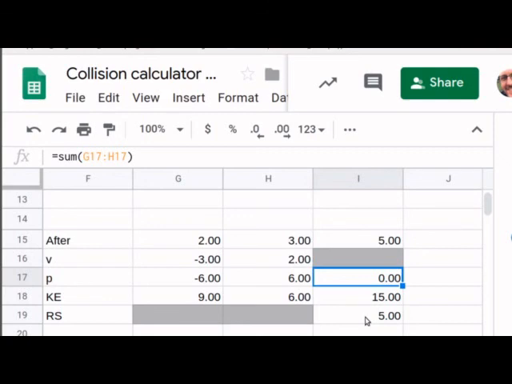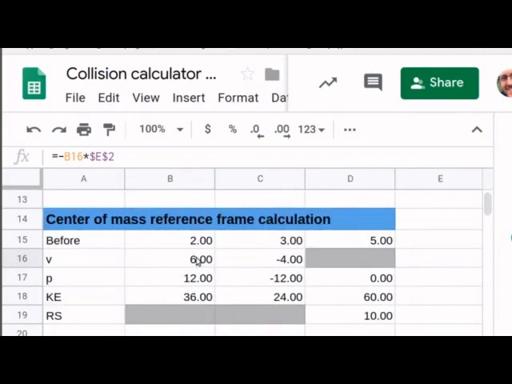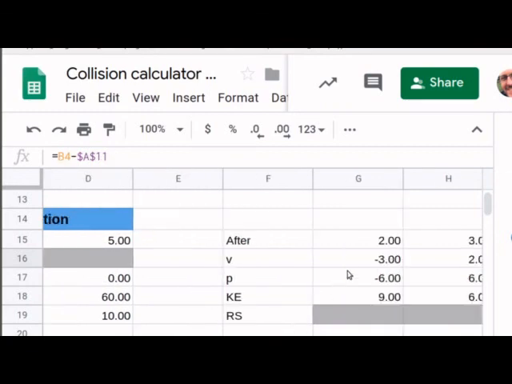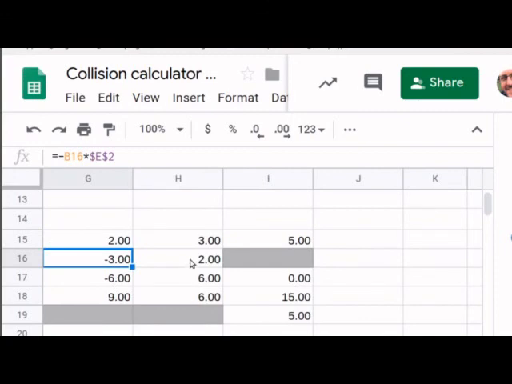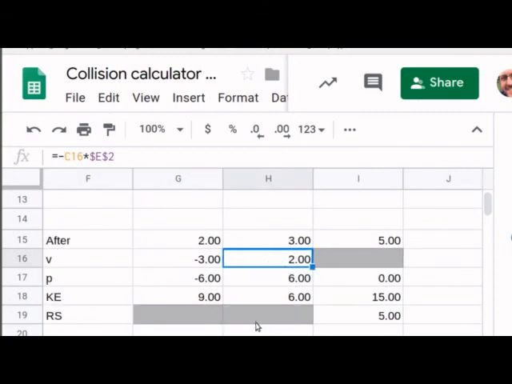Okay, there's a nice little shortcut here. This is really important. So what was the E? It was 0.5. What's the relationship between this V of negative 3 and the original one? It's negative 0.5 of that. Negative 0.5 times 6 is negative 3. Negative 0.5 times negative 4 is positive 2. There we go. And you can see the cell calculation is taking the original speed in the center of mass reference frame and multiplying it by the E, which is coming from a cell up above, and sticking a negative in front so that it turns around.